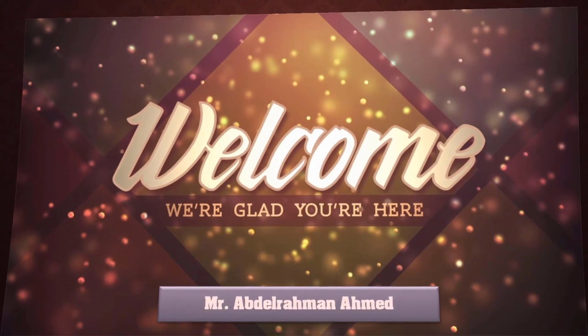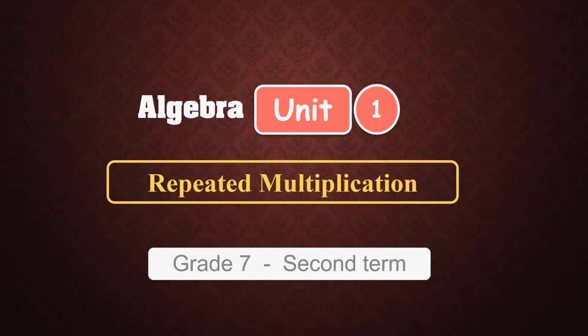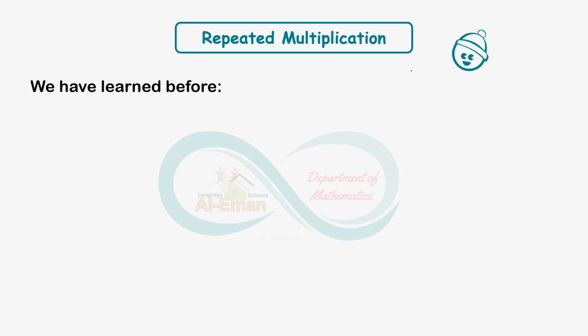We're going to talk about repeated multiplication. The heading of our lesson is describing itself. We have learned before the repeated multiplication in the set of integer numbers. Let's take this example: 2 to the power 4, or we can read it as 2 to the index 4. This index or power means that the base 2 is multiplied by itself 4 times: 2 times 2 times 2 times 2.